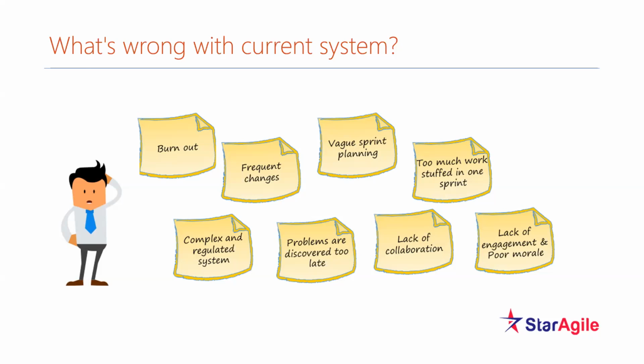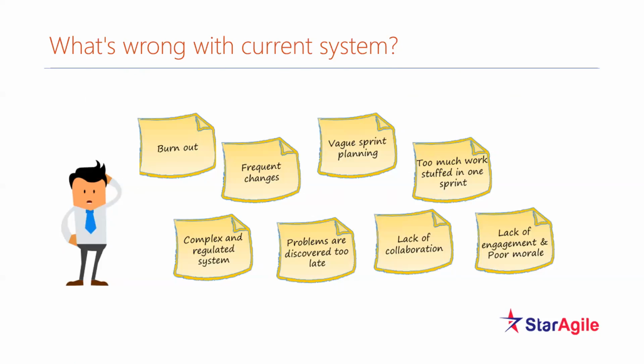Most of the time, what happens is we are burnt out. Burnout meaning we are overloaded, overwhelmed with the work. Constant task changing, too much work, frequent changes in priority. We do vague sprint planning. Too much work is stuffed in one sprint. Complex and regulated systems. Problems are discovered too late. Lack of collaboration, lack of engagement, and poor morale. So these are the things which are wrong in our current system.